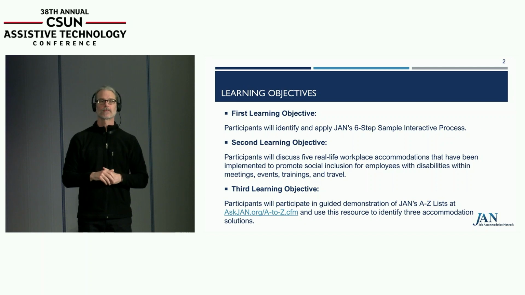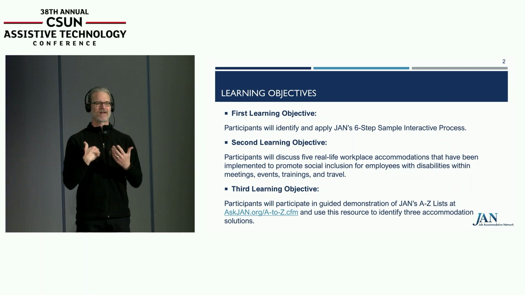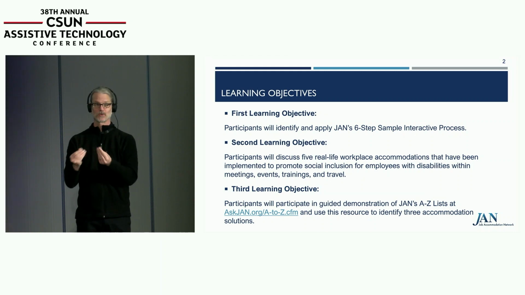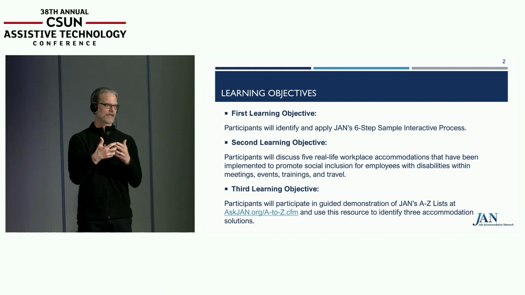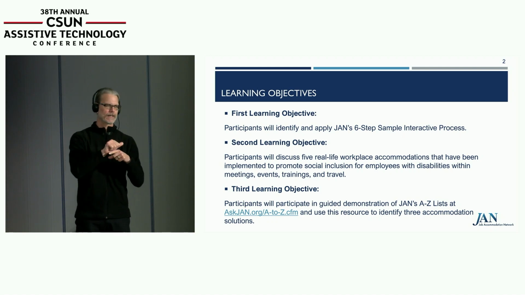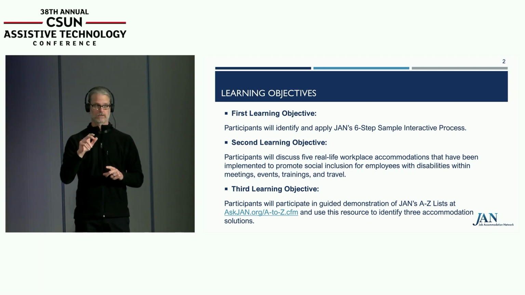Then we're going to get into 5 real-life situations and solutions, examples of accommodations of AT that have been implemented to accommodate people in various travels and trainings and event situations. And that's real data from our JAN consultations. And then lastly, quickly, I'm going to go through the A to Z list that you can find for free on the askjan.org website.